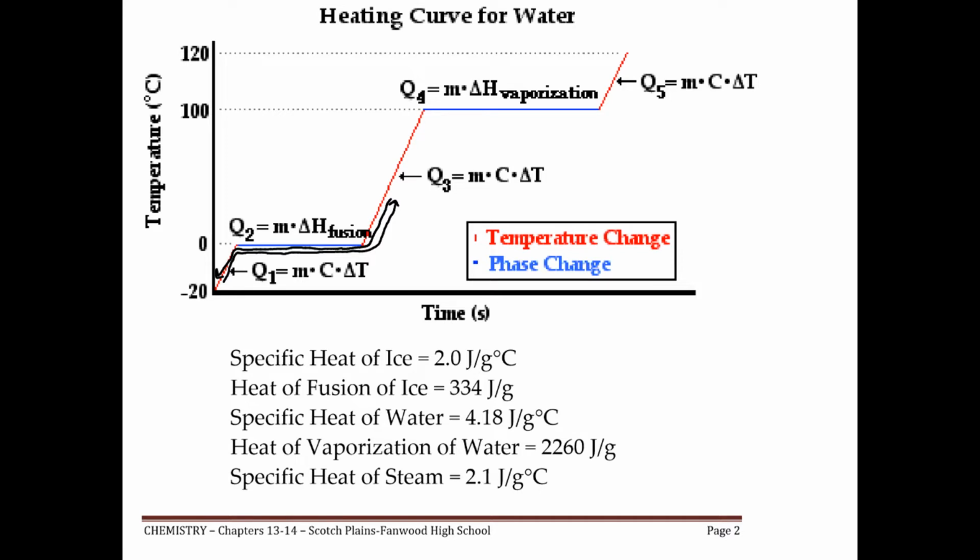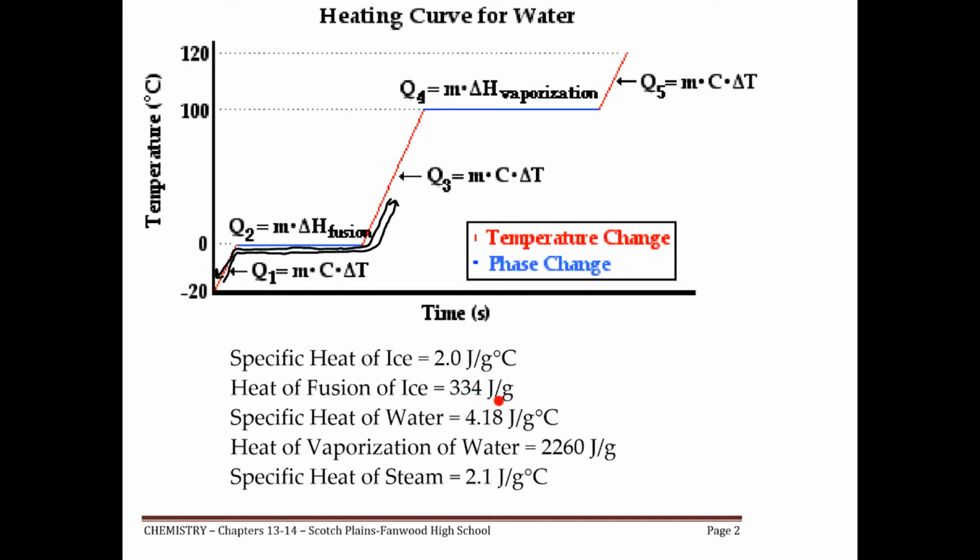Okay, so now we're going to try to figure out how to calculate the amount of heat required to do this heating up. Okay, so what we're going to do is we're going to look at these different values which are called specific heats. So if we look at this one, the first one is 2.0 joules per gram degrees Celsius. So we're going to point to this. 2.0 joules per gram degree Celsius is how much heat it takes to warm up ice. Okay, then we're going to take the next one, which is 334 joules per gram.